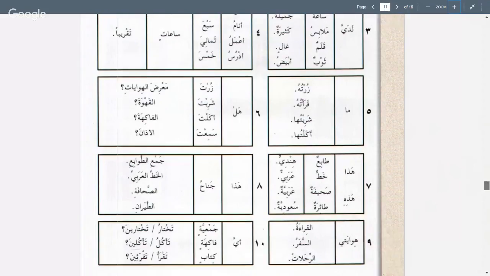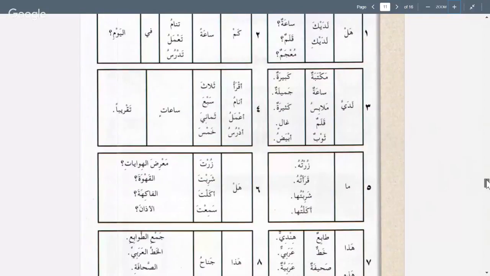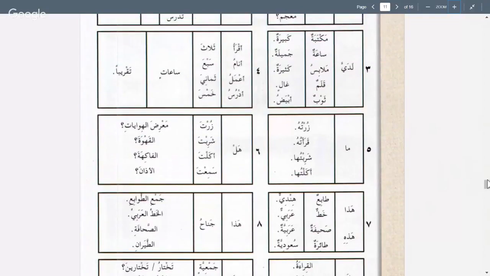Honey, box number five. ما زرتها؟ زرتها. I didn't visit them. I didn't visit him. Ma karatahu, I didn't read it. Good. Ma shiribtuha, I didn't drink it. Ma akaltuha, I didn't eat it. Very good.